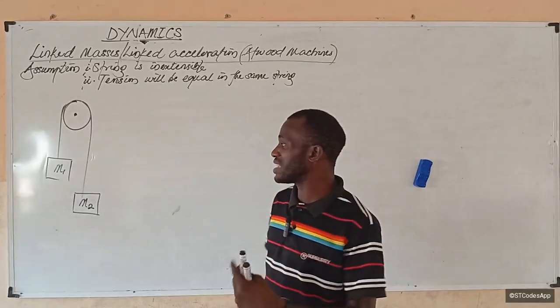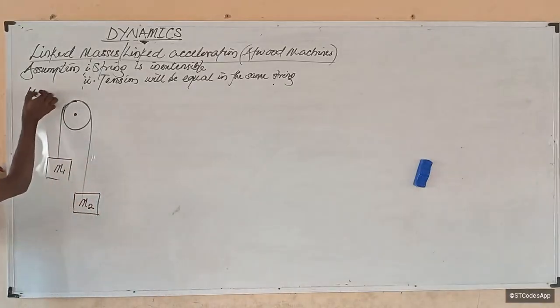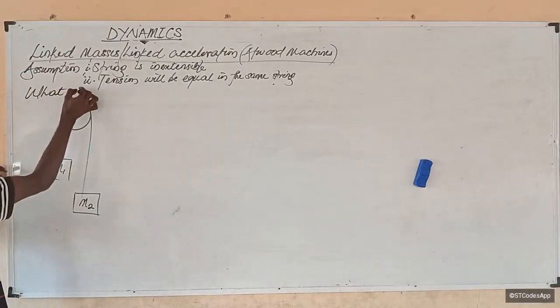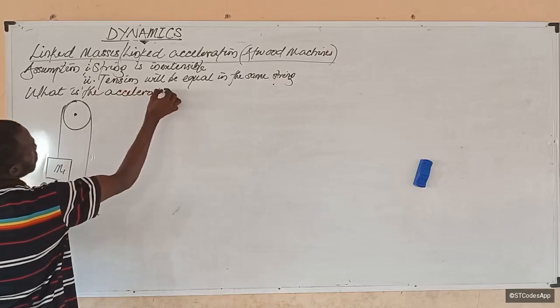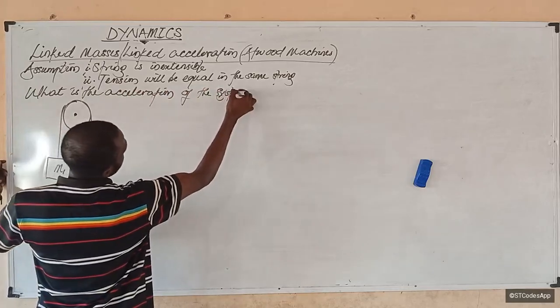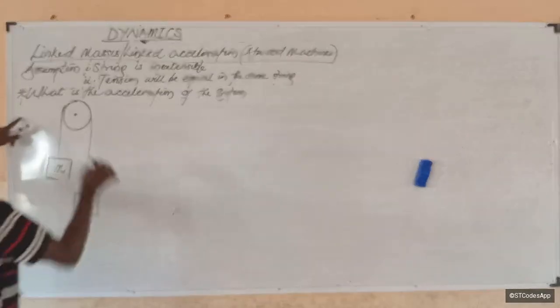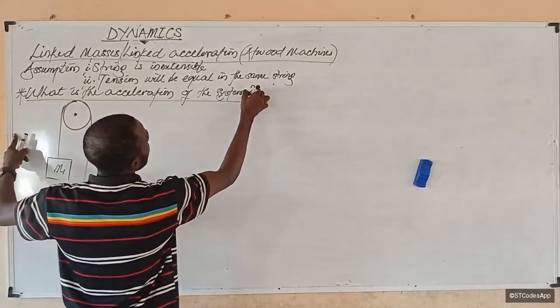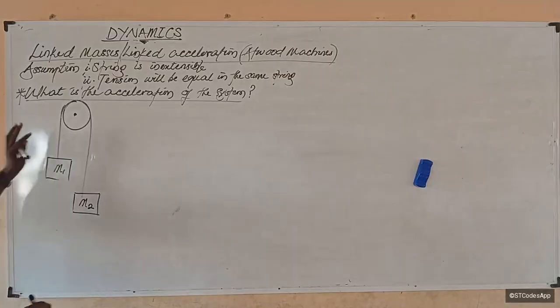So what will be the acceleration of this system? That's the question. What is the acceleration of the system? Because we know that the entire system will accelerate together. So this is the fundamental question we want to answer all through in all the systems we will draw. Now for this one, it's very simple. What is the acceleration of this system?